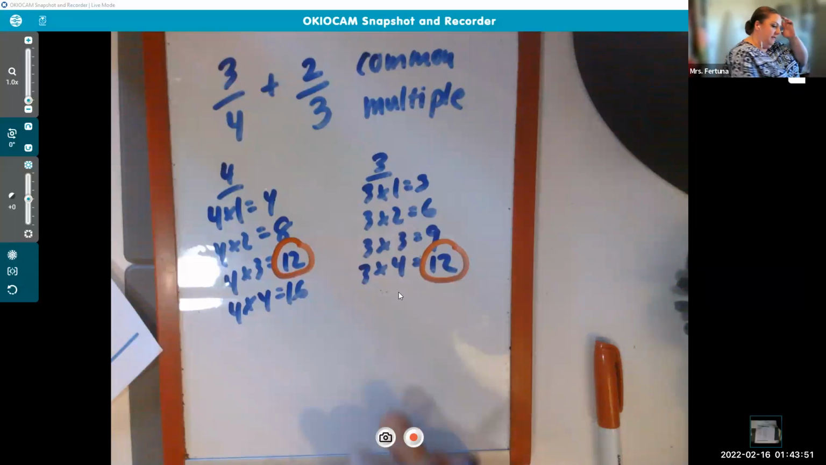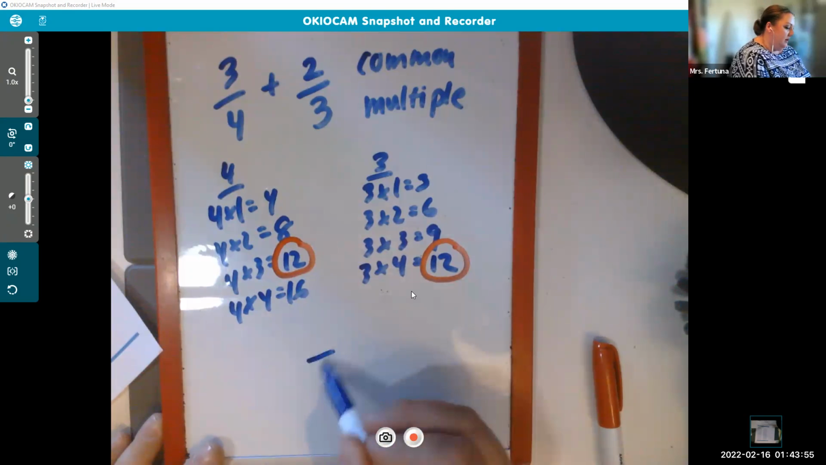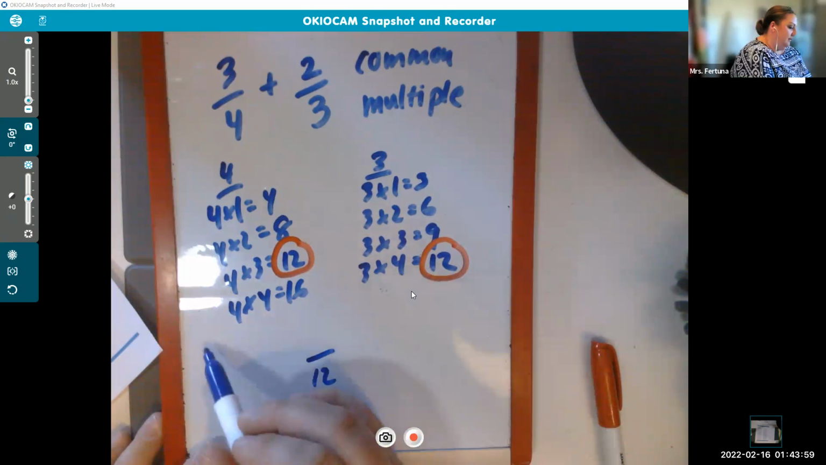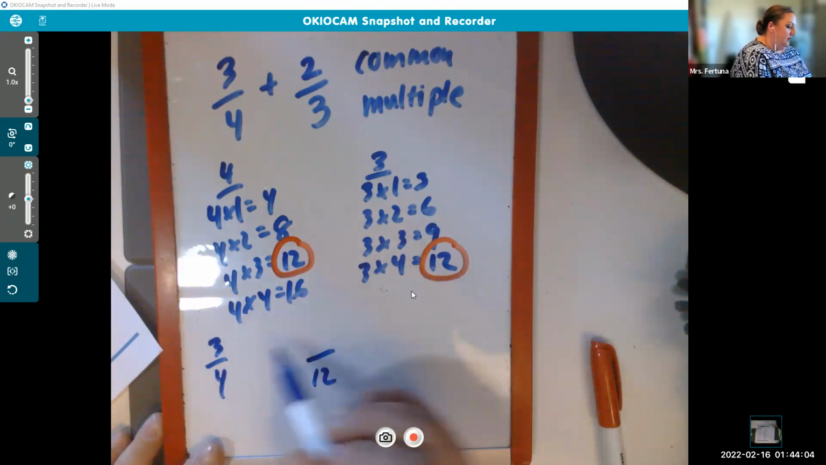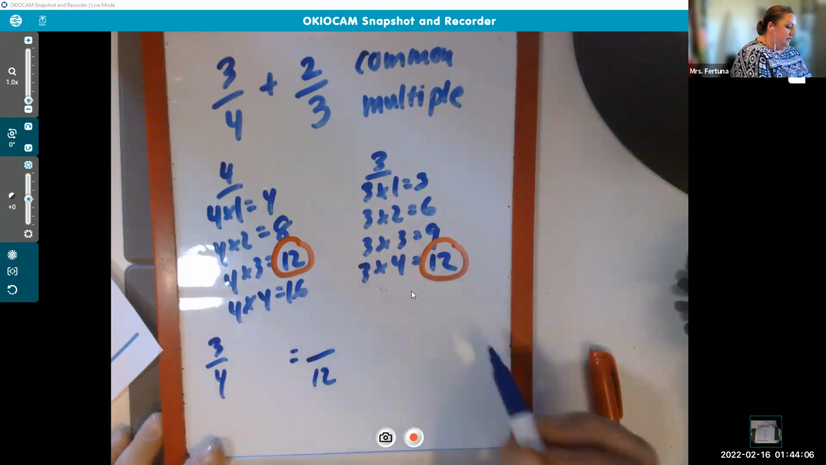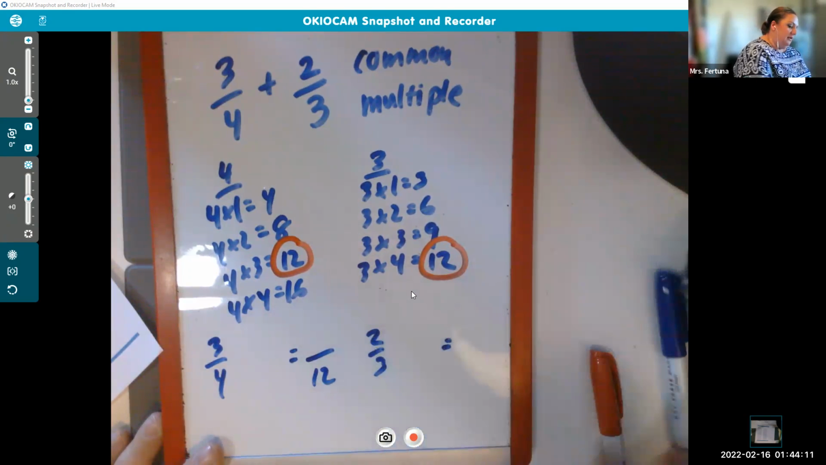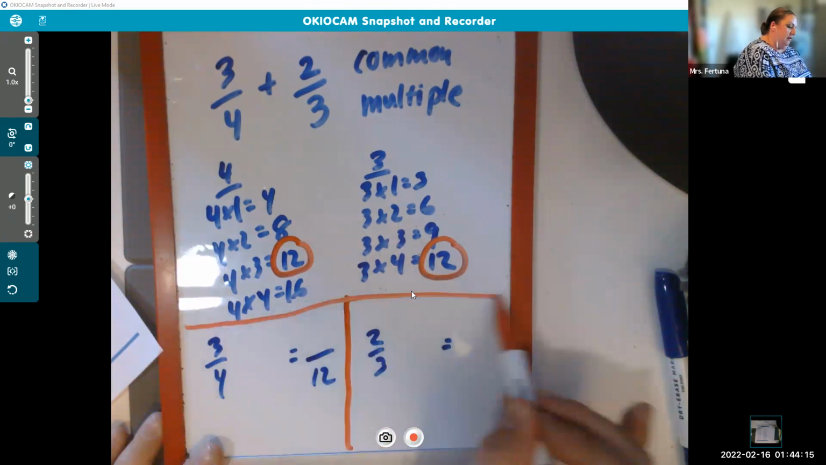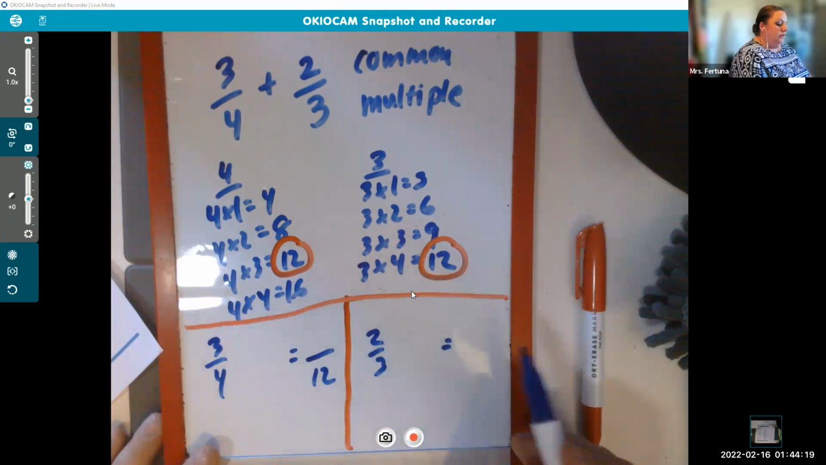Okay, friends, sorry about that. All right, so we know that our denominator for both of these problems is going to be 12. Okay, so 3 over 4 equals something over 12, and 2/3. And I'll just, if it helps, I'm going to draw a line down the middle. So, you know, we're looking at 2 different problems here. 2 over 3 is going to be something over 12.